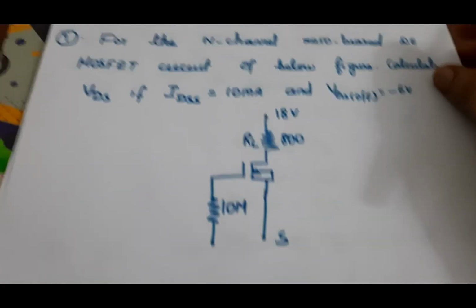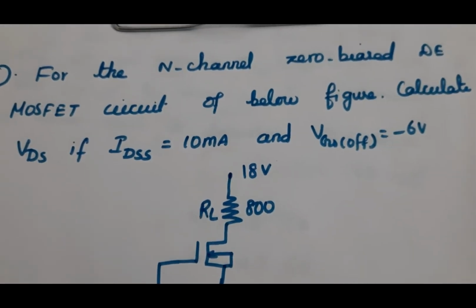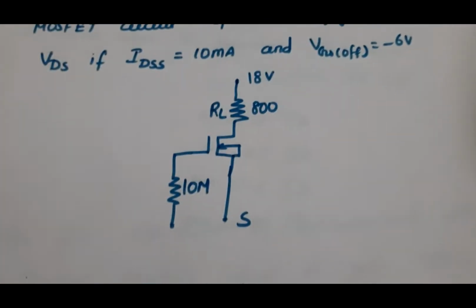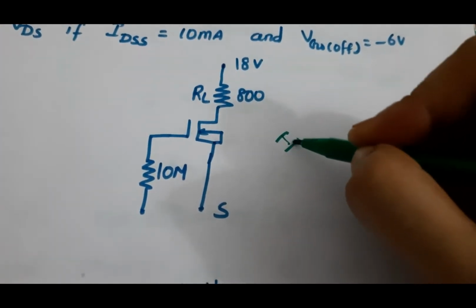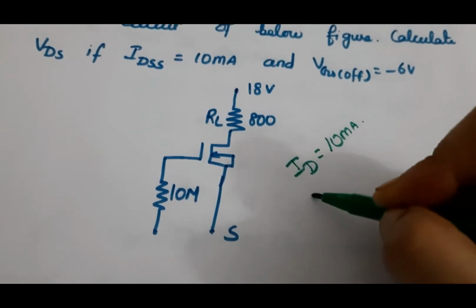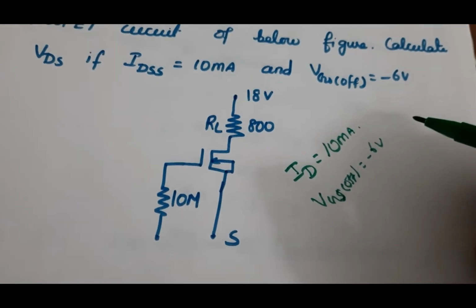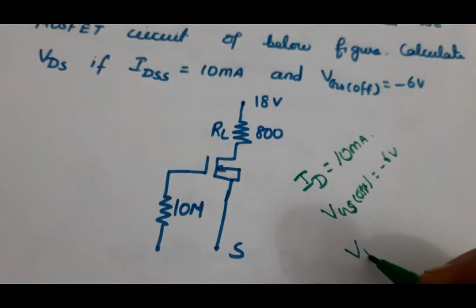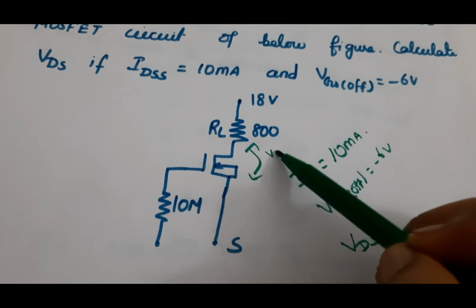So first question, for the N channel zero bias depletion MOSFET circuit in the figure below, calculate VDS if IDS is equal to 10 milliamps and VGS off is equal to minus 6 volt. And this is the circuit, and here ID is equal to 10 milliamps and VGS off is equal to minus 6 volt. So we have to find VDS, and consider this loop, and this voltage is known as VDS.